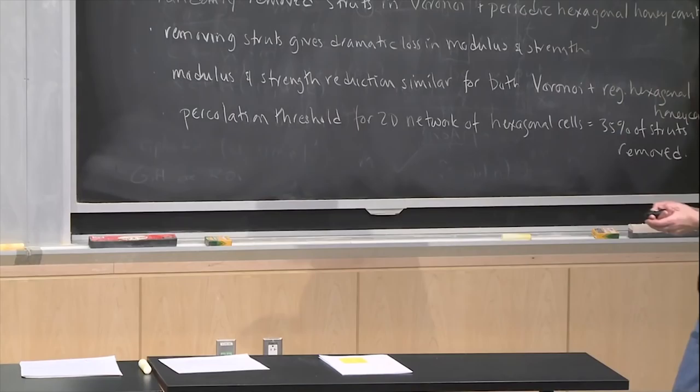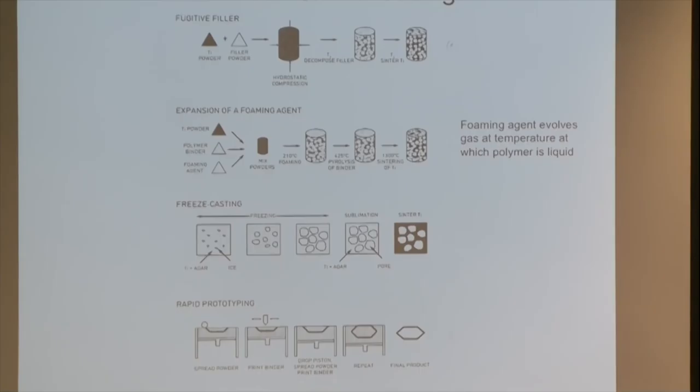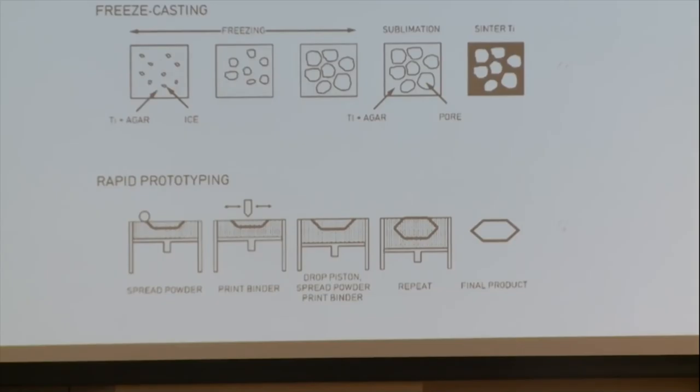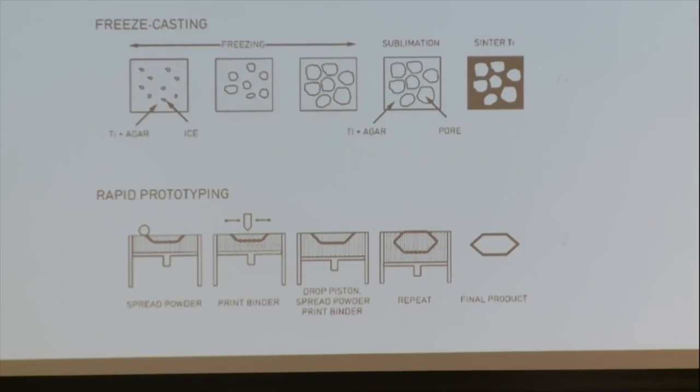And this is a rapid prototyping thing here. So you print, spread the powder. You could either print a binder, or you could use a laser to almost weld the particles together. Then you would drop the piston, put more powder down, have the binder go again until you made your product, and then you would get rid of all the unbound material and you'd have your final product. Okay, so these are some of the methods they can use for making metal foams.